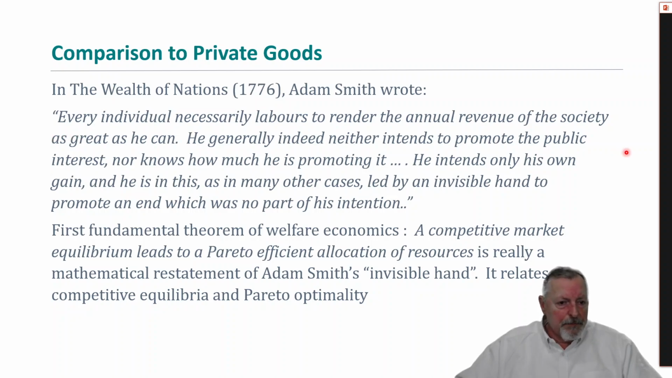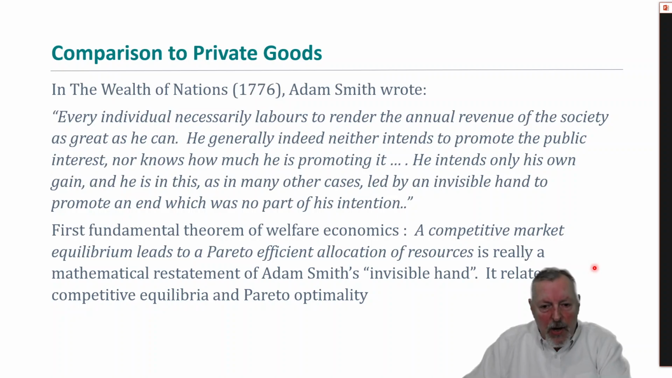He generally neither intends to promote the public interest nor knows how much he is promoting it. He intends only his own gain. And he is in this, as in many other cases, led as by an invisible hand to promote an end which was no part of his intention. Now, the first fundamental theorem of welfare economics is that a competitive market equilibrium leads to a Pareto efficient allocation of resources. That's just a mathematical restatement of Adam Smith's invisible hand, relating competitive equilibria to Pareto optimality.